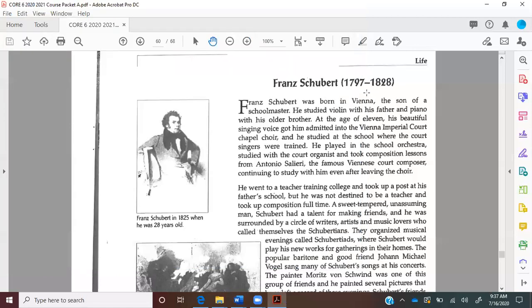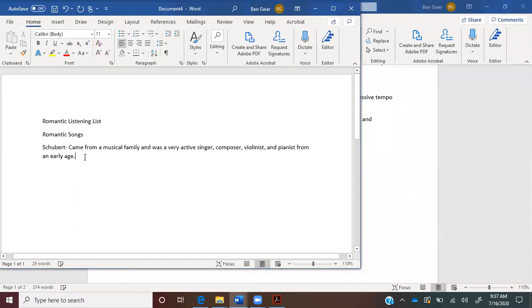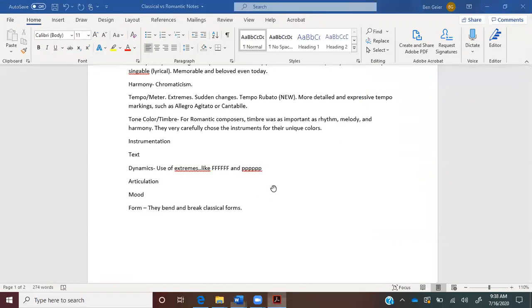Schubert, however, he didn't live very long. Actually, according to this, I am now living longer than Schubert ever did, right? And I'm not a super old guy. So he died rather young for the time. All right.